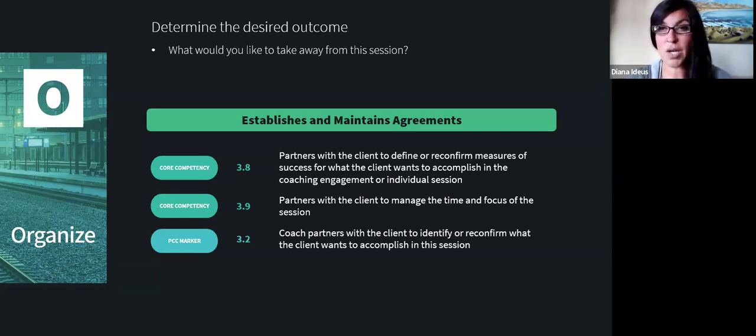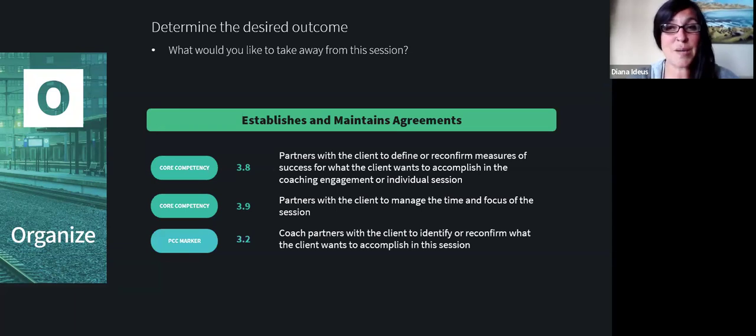So don't pass go without a sense of 3.1 and 3.2, because so many of the PCC markers route back to 3.2. So, moving the client, asking questions that help the client get towards the outcome they desire. If you don't take the time to figure out what is their desired outcome before you leave the gates, so to speak, you're not setting yourself up for success from an ICF perspective.